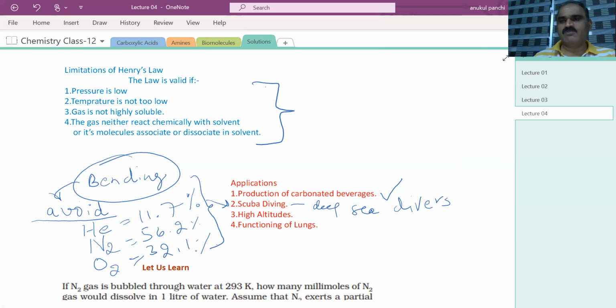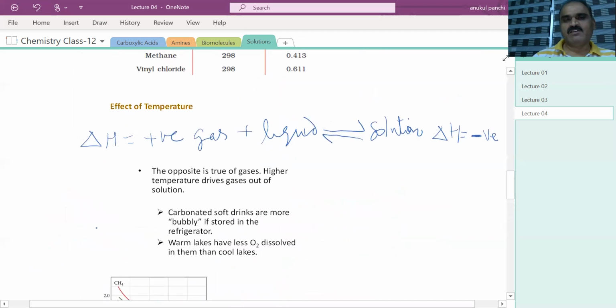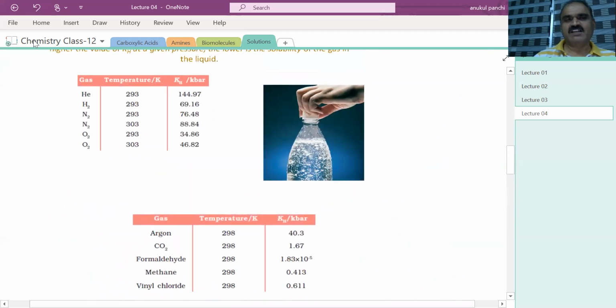Now, when he comes out at the surface, helium, which is 11.7%, will not cause bending. Why will it not cause bending? You can have these values. See, the value of KH for helium is very high. It is very less soluble, and the value for N2 at the same temperature is almost half. You see, it is more soluble, and that of oxygen at the same temperature is half of that also. So oxygen is most soluble, N2 lesser than oxygen, and helium the least.